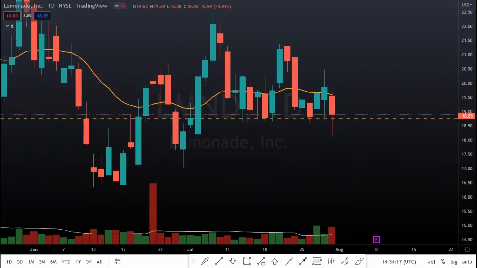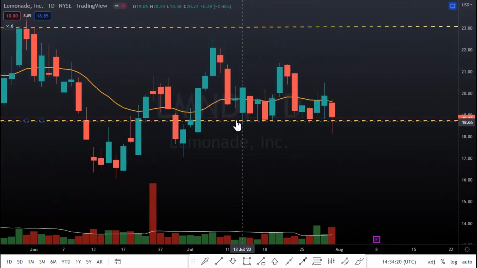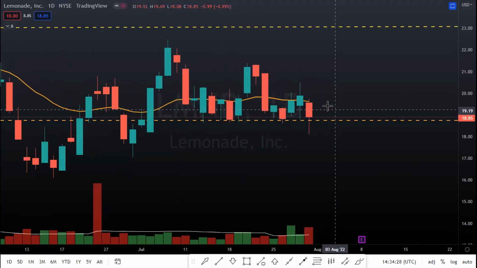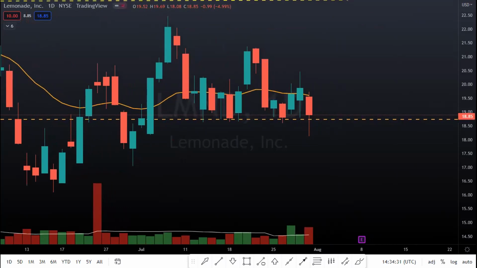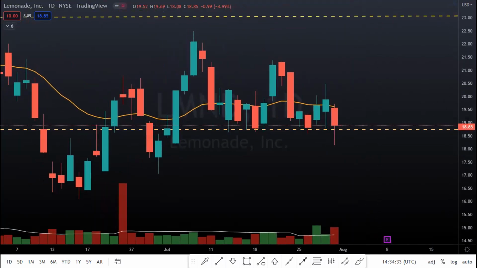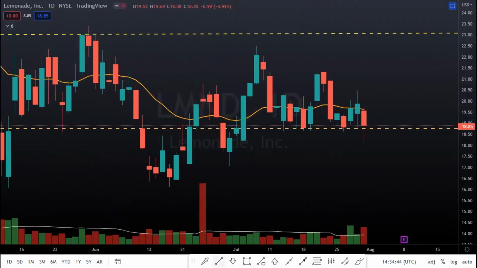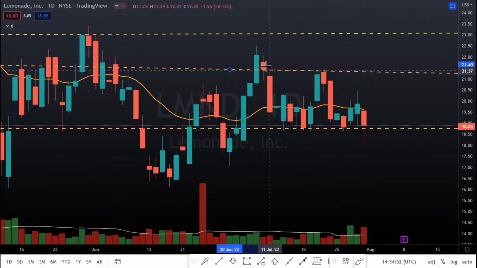So what am I seeing with Lemonade? Well, we know one thing. We already established that it has support here. The market rallied on Friday and Lemonade was just one of those companies that didn't rally with the market. Not exactly sure why, right? The beta, it's not one. I believe it's lower than one, so it should have rallied with the market. But we know a few things. We know that it has resistance all the way here, and we also know it has resistance right about here, right? Another resistance area, 21. Let's go to 2140 roughly.